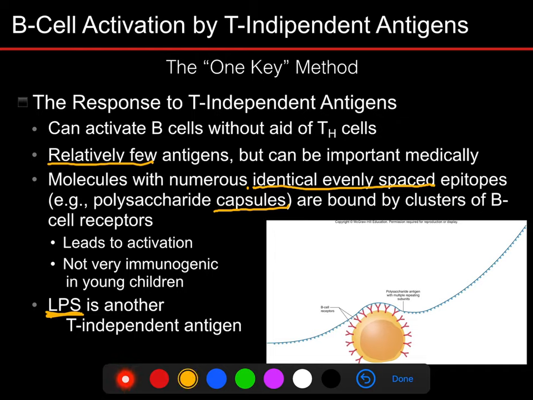Now, as for the flaws of it, I'm going to save those until later when I can compare it to the other method. But one thing that I'll mention here is that it doesn't really work well in young children, right? So young children don't really have this much.